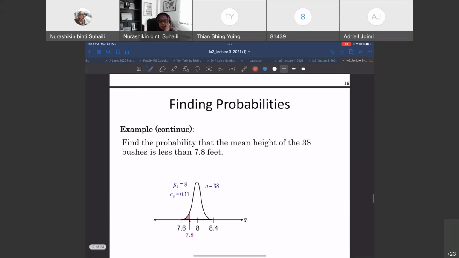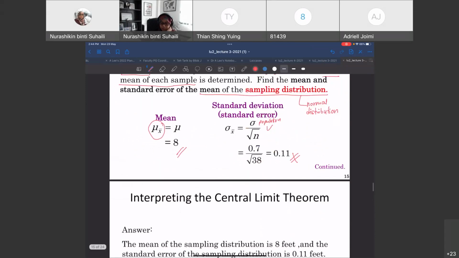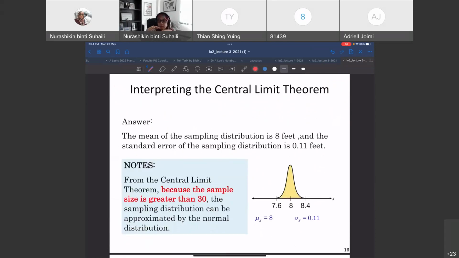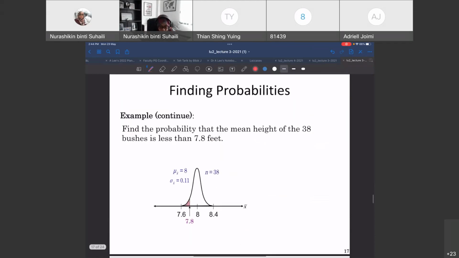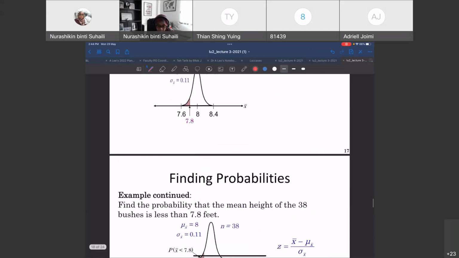Okay, so now once you solve this one, another thing from the central limit theorem is that we assume the sampling distribution here follows the normal distribution, isn't it? Normal distribution. Why is it important to take note of this? Because we can use the standard normal table because of that characteristic. Okay, now the next question: find the probability that the mean height of the 38 bushes is less than 7.8 feet.